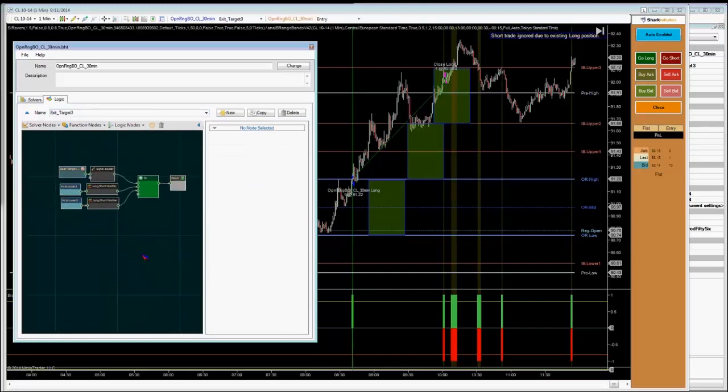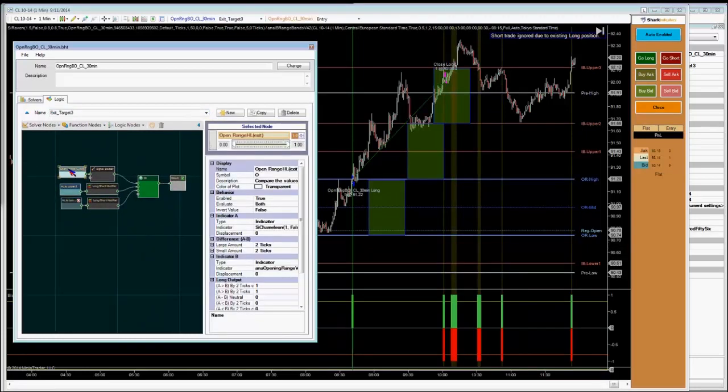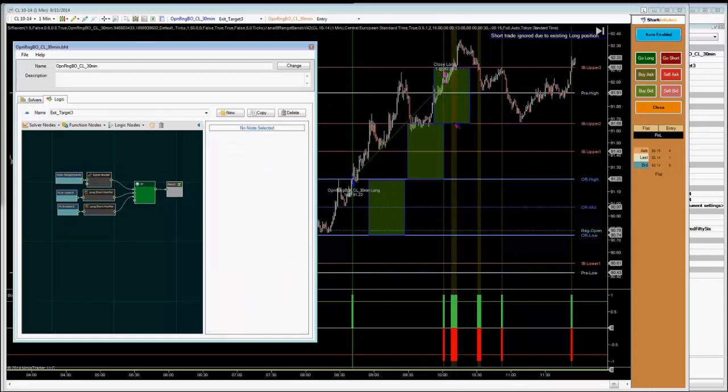The exit is either crossing the opposite side of the opening range or hitting my target, which I've shown you is 2 times the opening range. So that's it. That's why BloodHound is so key, because we can do these things rather than paying somebody to do it or learning how to program. We can essentially build these things out in no time at all, less than a couple of hours for sure.